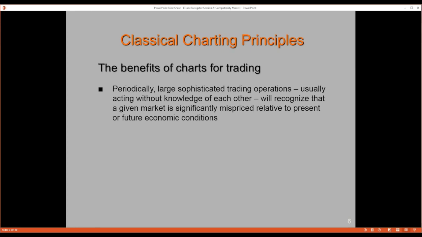Periodically, large, sophisticated trading operations, and they may be in different parts of the world, more often than not are acting without knowledge of each other. They don't even know of each other. They may know the firm, but they don't know they're doing the same thing in the market. But these sophisticated trading operations will recognize that a given market is significantly mispriced relative to the present or future economic conditions, that basically the price of a market is wrong.